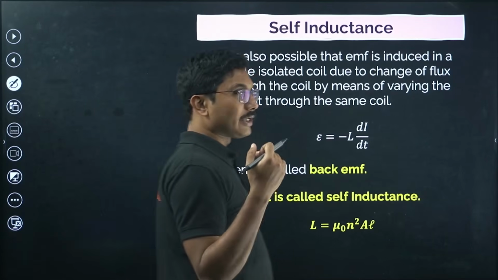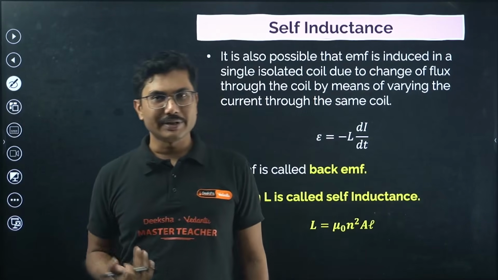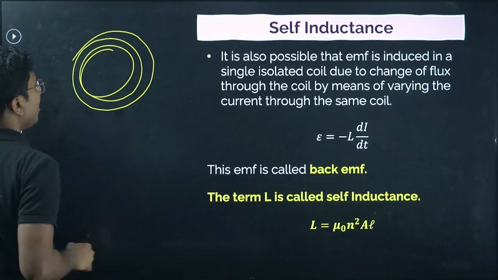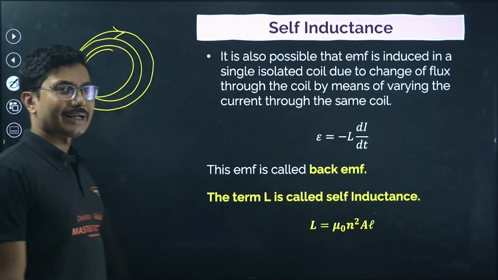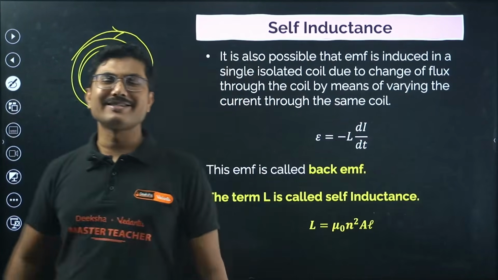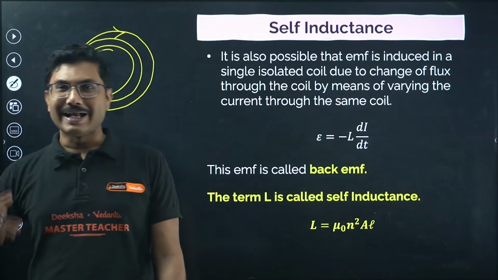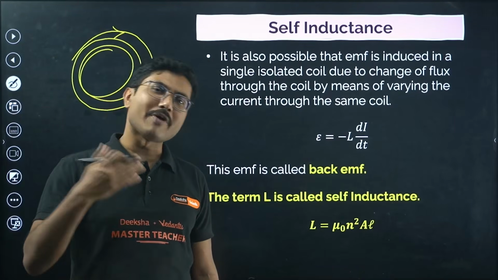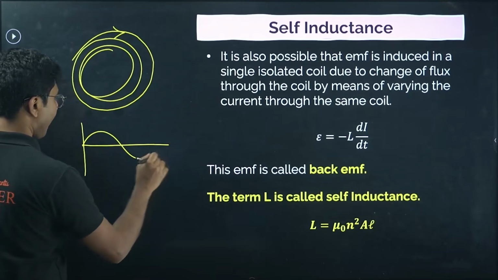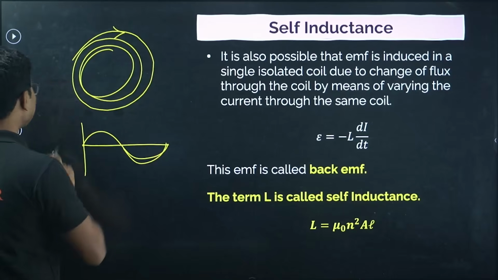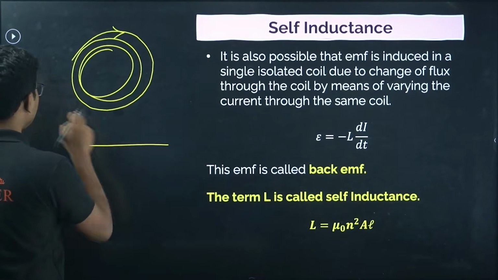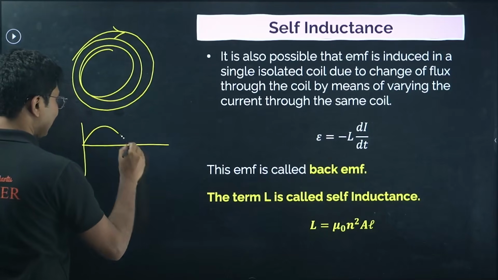In the next chapter, alternating current, whatever we are talking about is actually self-inductance. Self-inductance means we have a single coil. Suppose we connect this single coil to an AC circuit. So what is an AC circuit? An AC circuit is a changing current. Every second the current direction changes, and when the direction changes, the values are also changing. So AC current is like a wave.